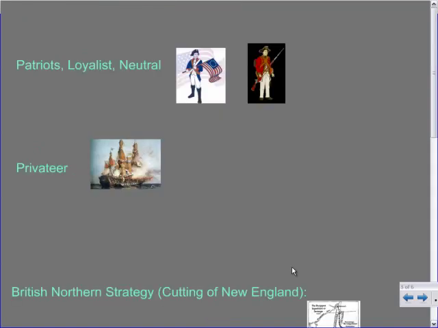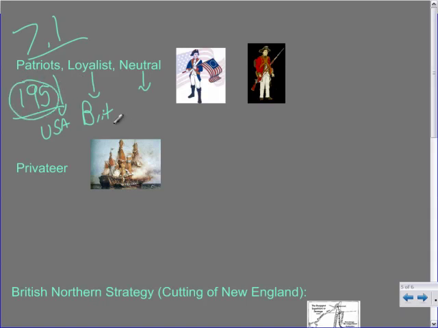Alright, so now we move on to Chapter 7, and this is Unit 5 now. Previously we've been talking about Unit 4. We are looking at Chapter 5, and looking at page 195 for the next thing on your study guide, which is Patriot, Loyalist, and Neutral. You need to know that the Patriots are for the Americans, the Loyalists are for the British, and the Neutral are for neither. And then the percentage of each of these, and that can all be found on page 195.